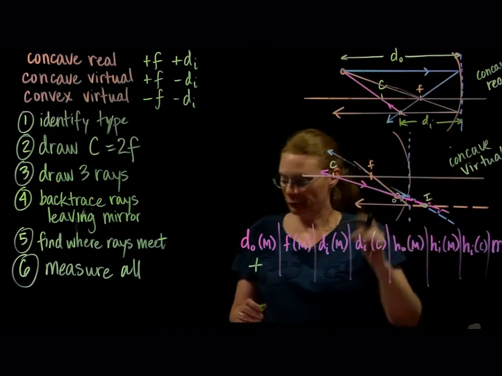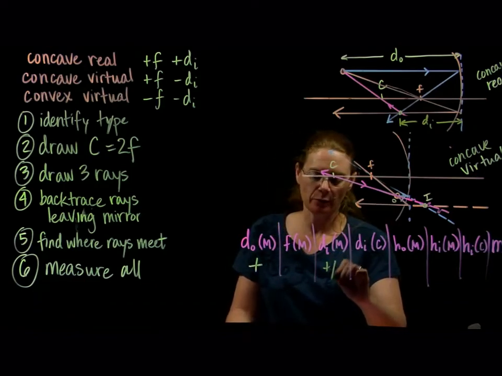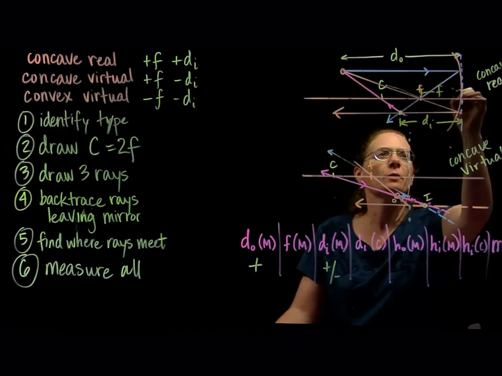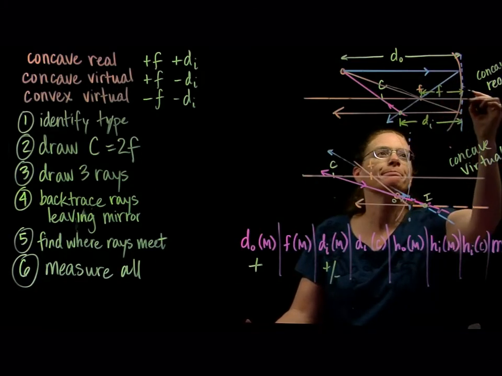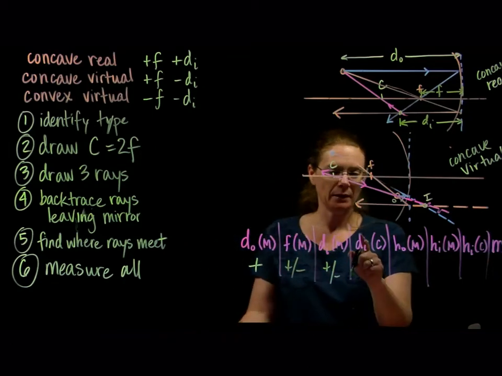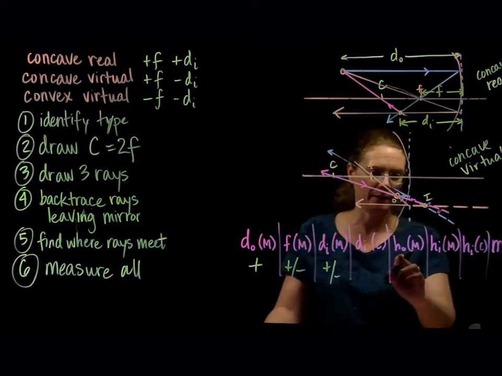Our focal length could be positive or negative. Our focal length is, again, horizontal distance. The F is mirror to the focal point. And that could be positive or negative. DI calculated, well, that should be the same as this.